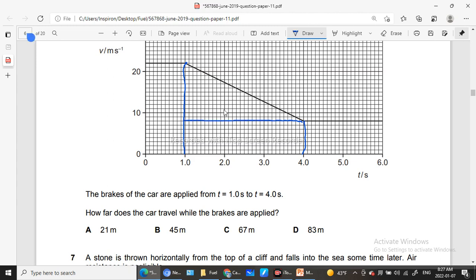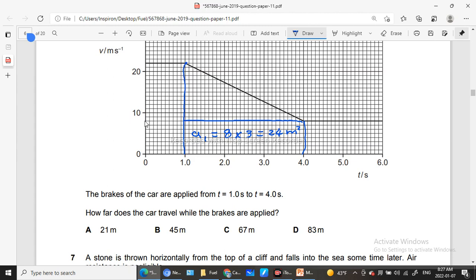I separate the area into a triangle and a rectangle. Now for the rectangle, the dimensions are 4 minus 1 is 3, and here is 8. So the area here, A1 equals 8 times 3 equals 24 meter squared. The area for the triangle equals half the base times the height.